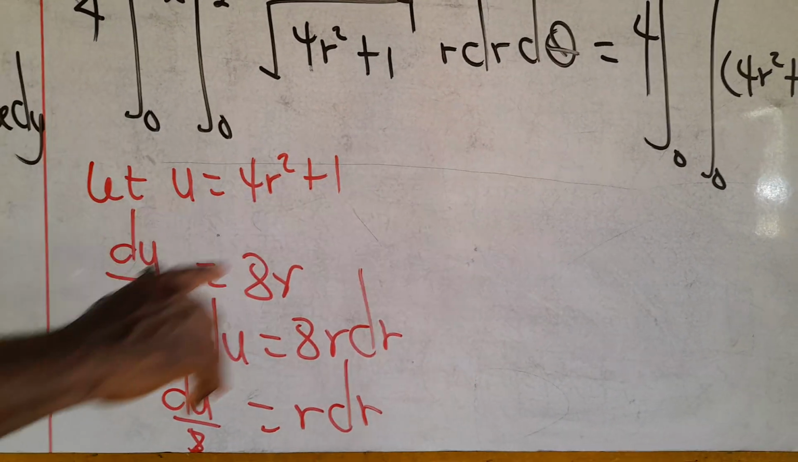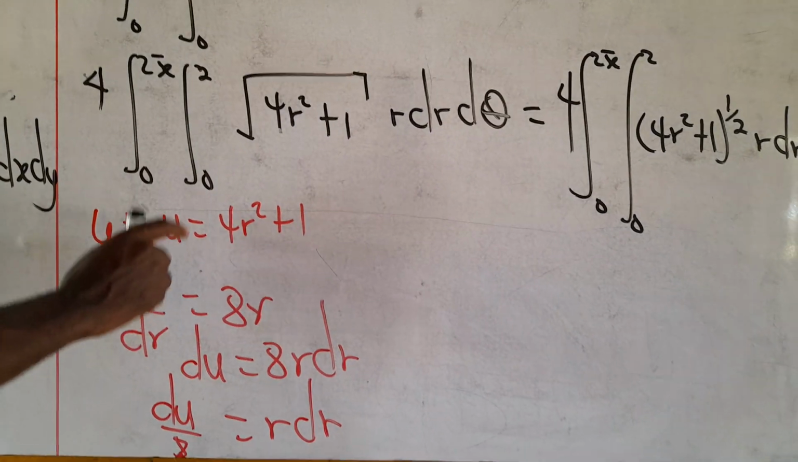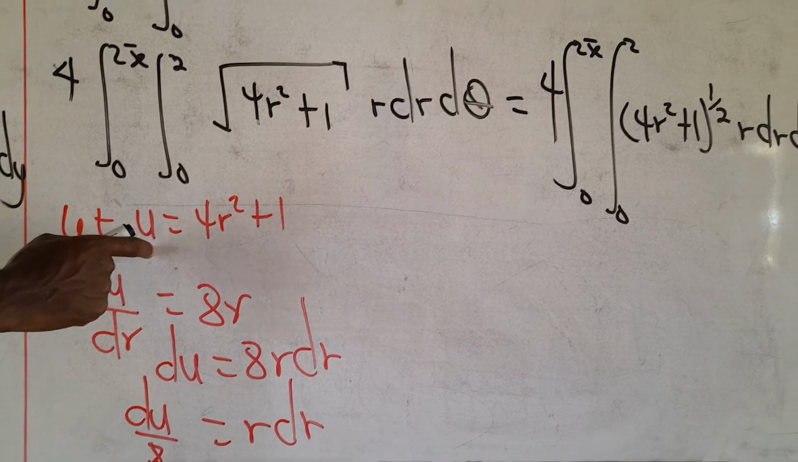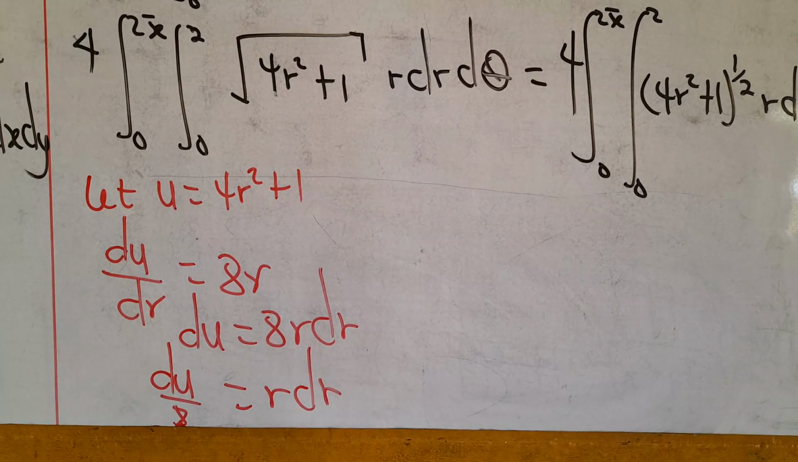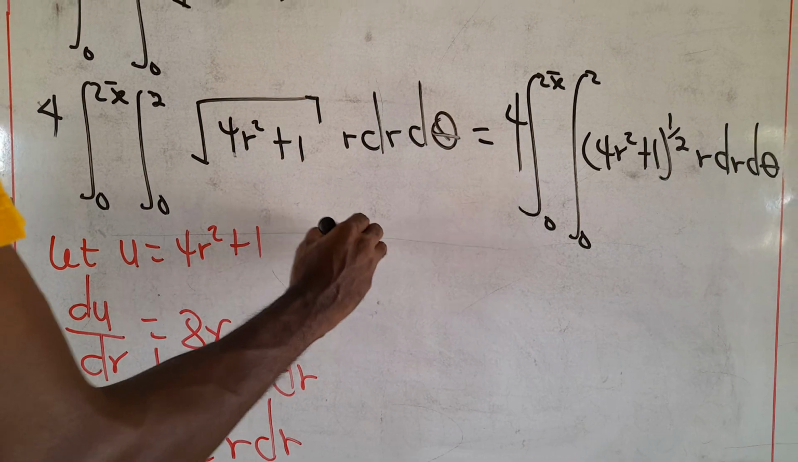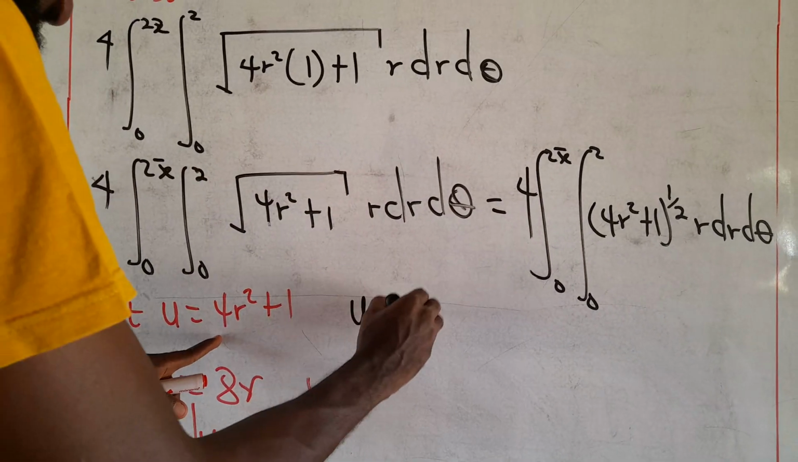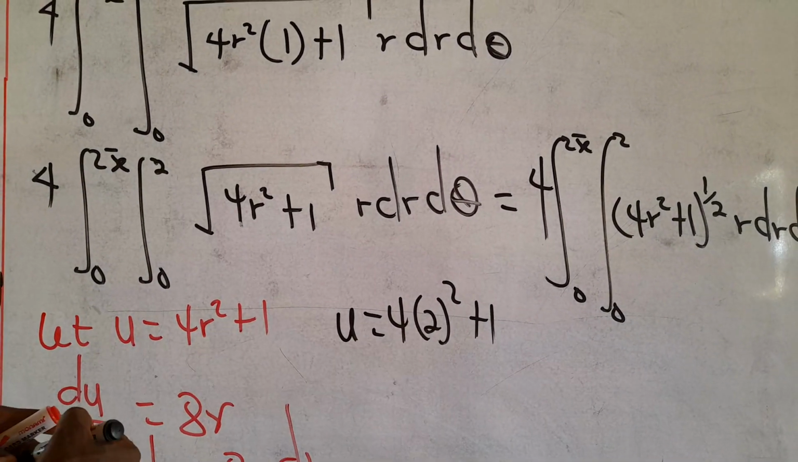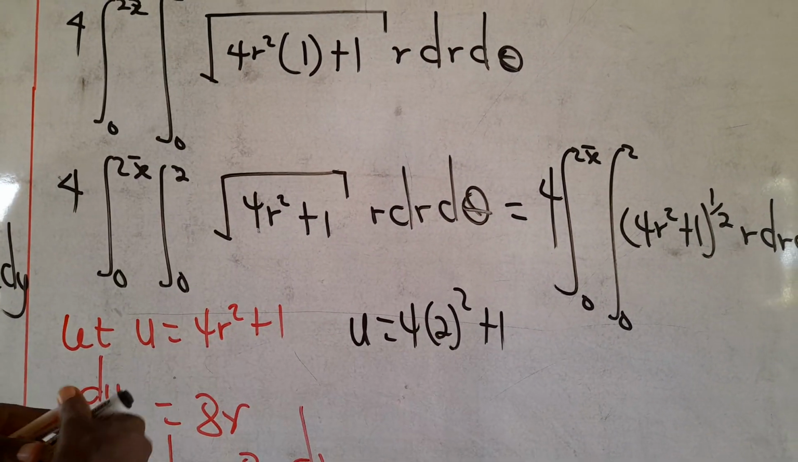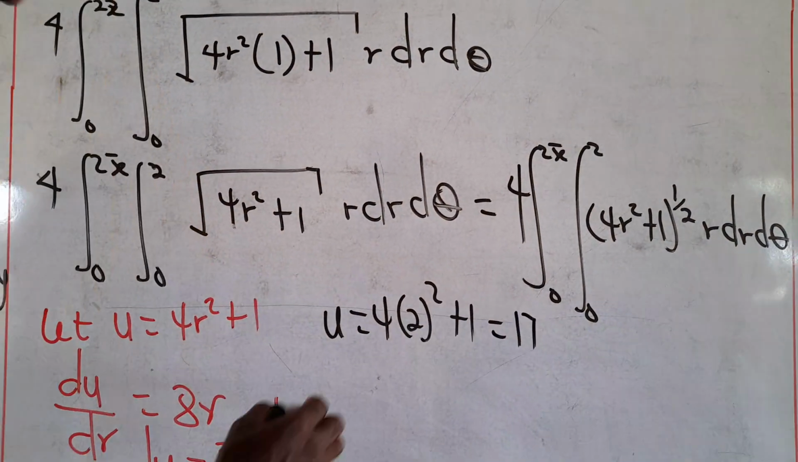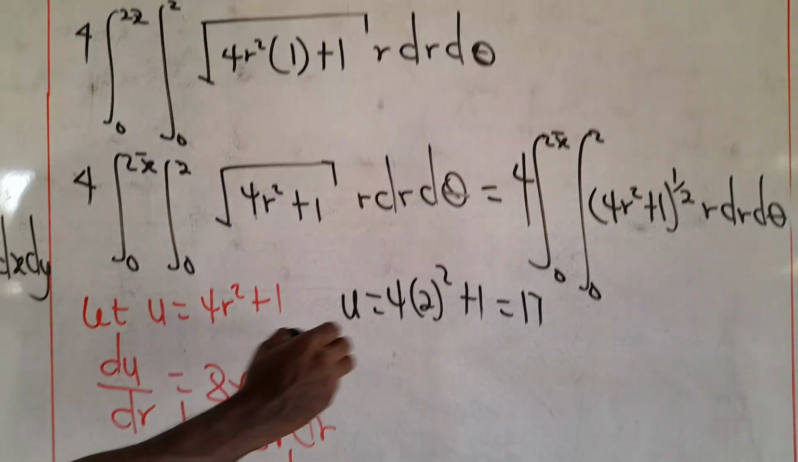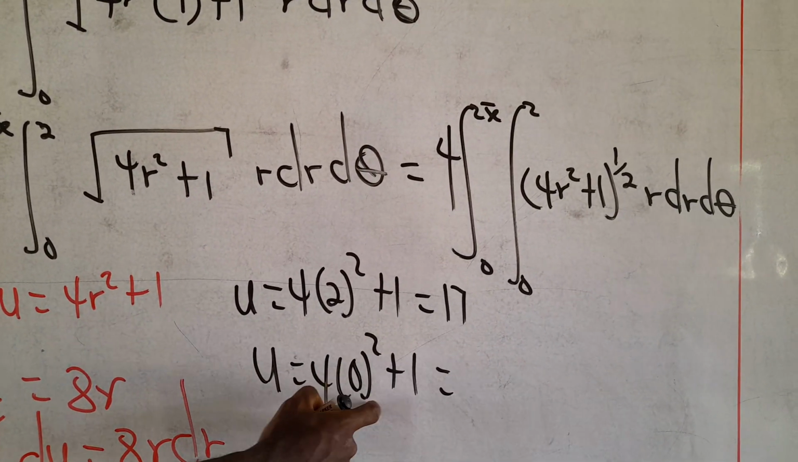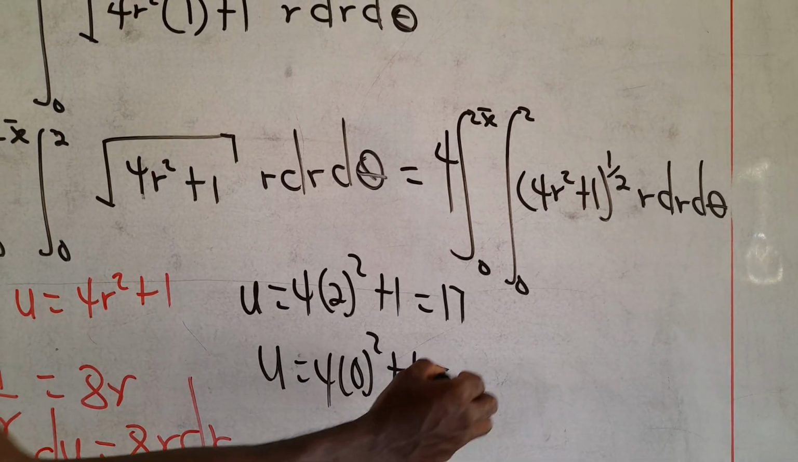Then, since we are using integration by substitution, we must find the corresponding values of u for these values of r. Very, very important. When r is 2, u will be 4 times 2 squared plus 1. 2 squared, remember, is 4. 4 times 4 is 16, plus 1, that will be 17. Then when r is 0, u will be equal to 4 times 0 squared plus 1. 0 squared is 0, times 4 is 0, plus 1 will be 1.